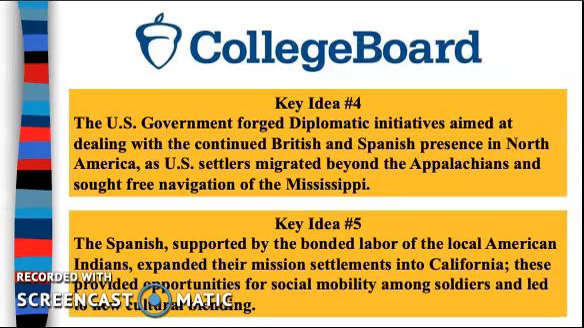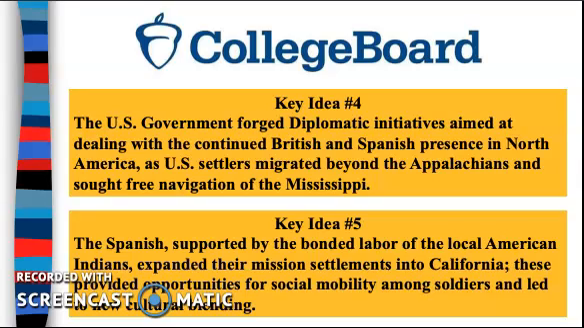However, this won't be the only foreign policy concern that Washington is going to be worried about, which leads us to key ideas 4 and 5. Key idea 4 says the U.S. government forged diplomatic initiatives aimed at dealing with the continued British and Spanish presence in North America as U.S. settlers migrated beyond the Appalachians and sought free navigation in the Mississippi.